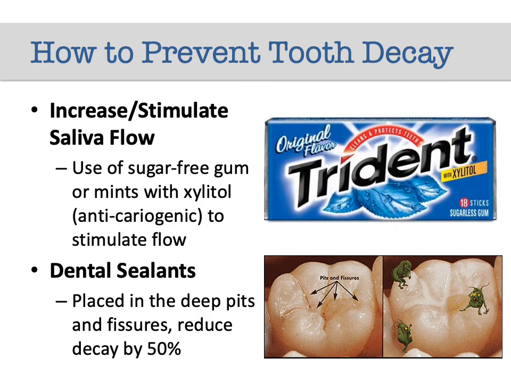We can increase or stimulate saliva flow. The use of sugar-free gum or mints with xylitol in them can help stimulate the flow, and xylitol is an anti-cariogenic ingredient. We can also use dental sealants, which are placed in the deep pits and fissures. These can reduce decay by up to 50%.